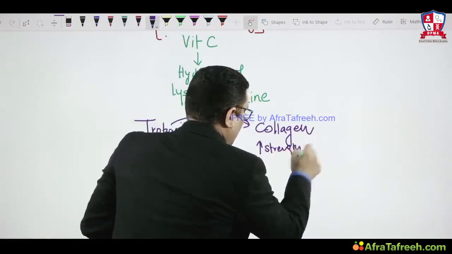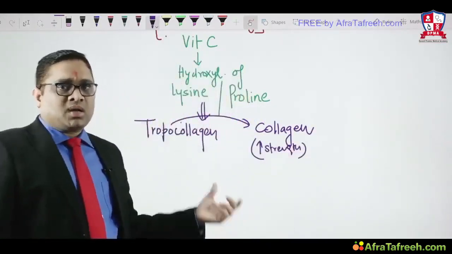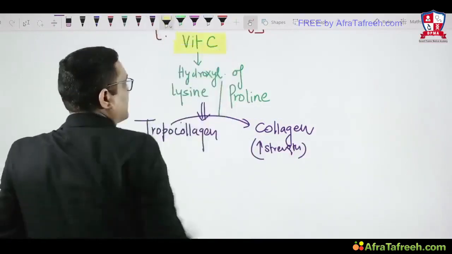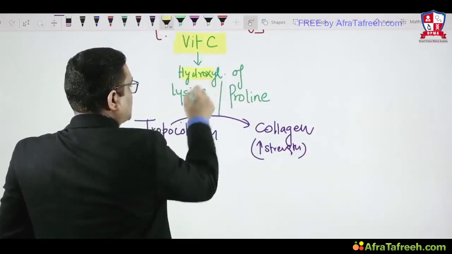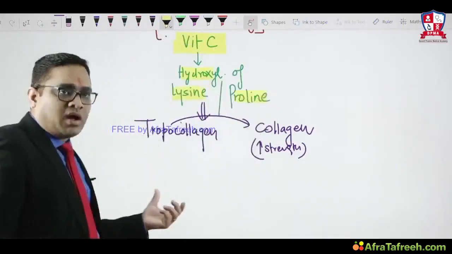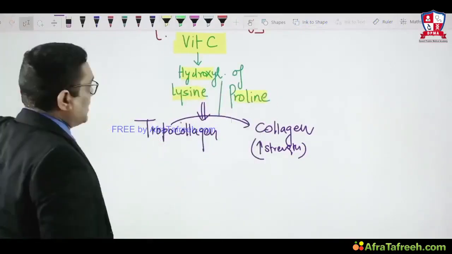So that is why I wanted to tell you cross-linking of collagen is the most important factor, and for cross-linking of collagen, the most important vitamin is vitamin C, by causing hydroxylation of lysine and proline. So this is how cross-linking will be done. Wound strength will be achieved. Wound strength will start increasing.